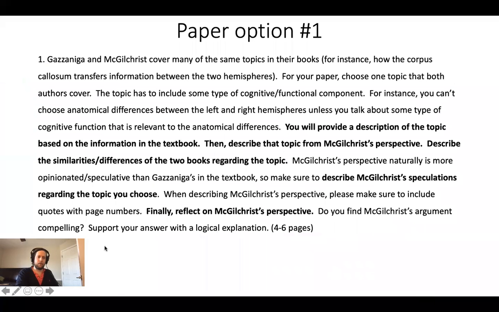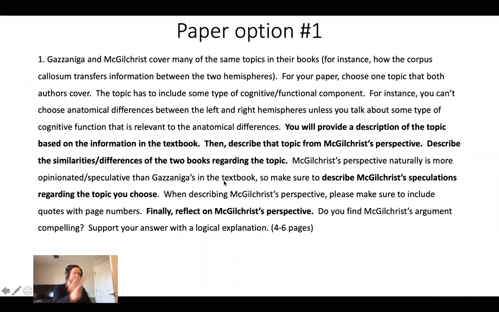So here's paper topic 1. This is the same wording that you see if you click on the link in the syllabus, though here I've made some things bold to emphasize some aspects of the paper, things that I'll be expecting if you choose paper option 1. So I'll kind of go through this.